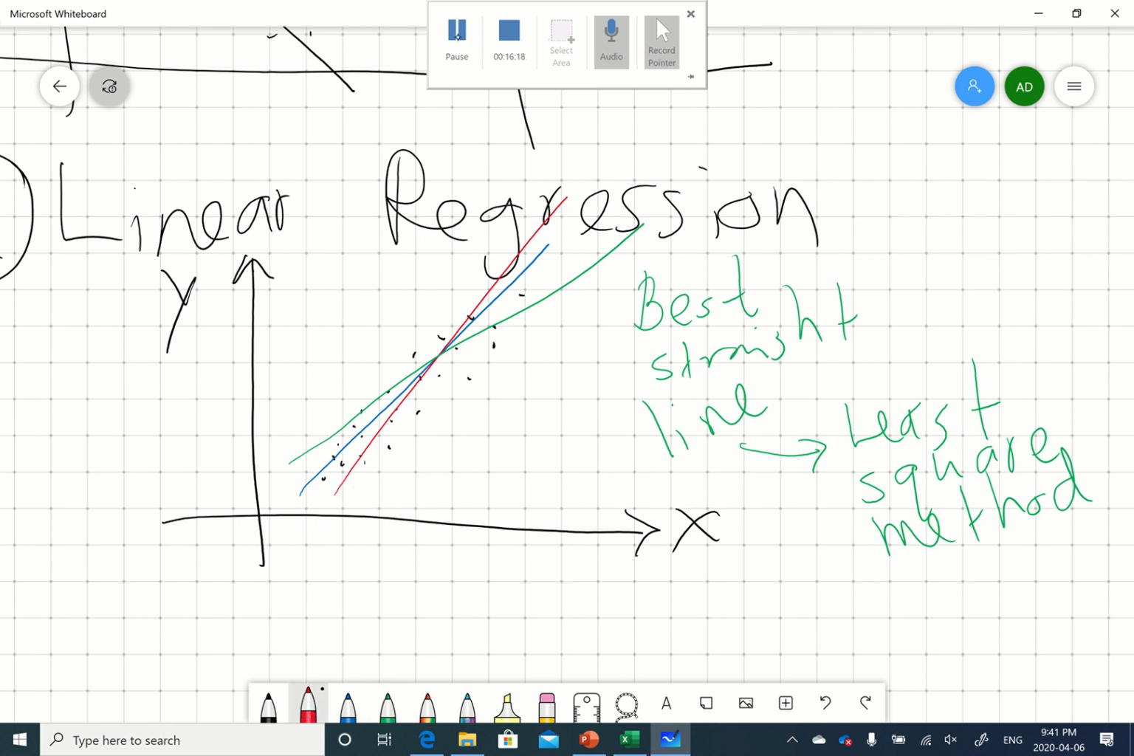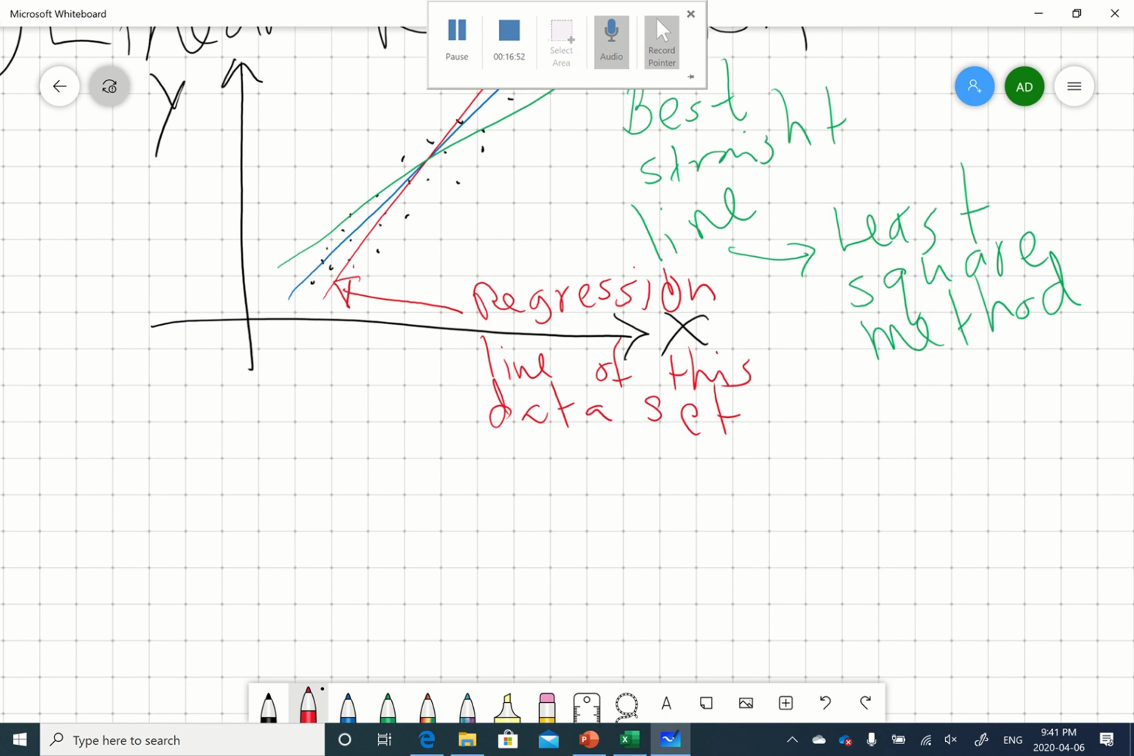So if the red colored line is the best representation of your data set, we call it the regression line of this data set. This is the best straight line that I can use to represent my data set or to identify the linear pattern in my data. It's nothing but a straight line, right?